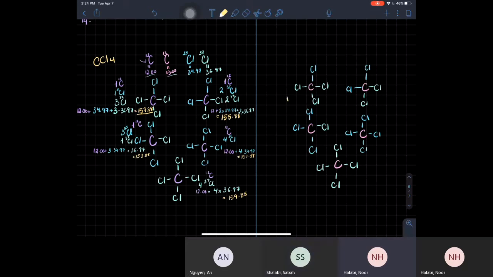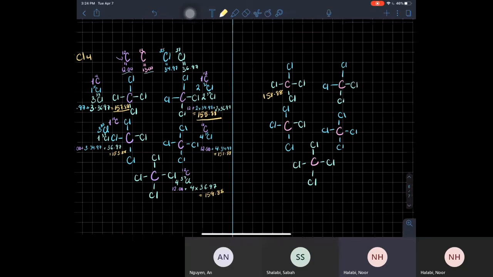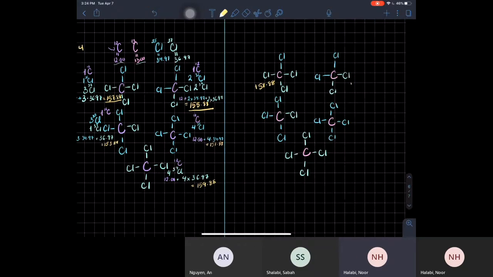So this first one right here is not 157 anymore. Now it's going to be 158.88. This one right here, it's no longer 155. It's going to be 156.88. Here it's 153, so you just add one, 154.88. Here it's 151, so this becomes 152.88. And this is 159, so this becomes 160.88.